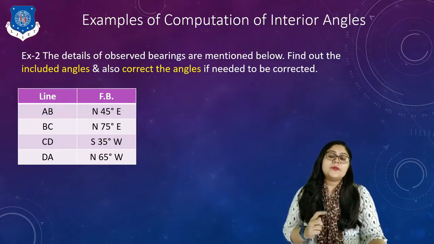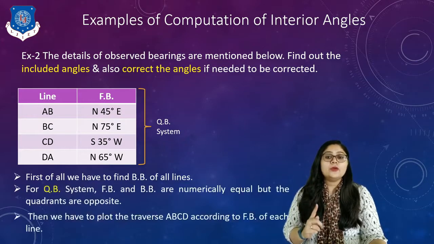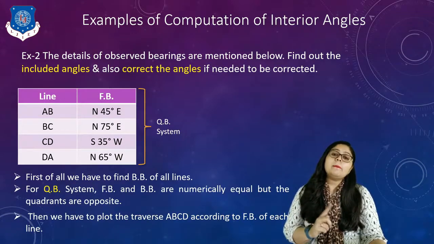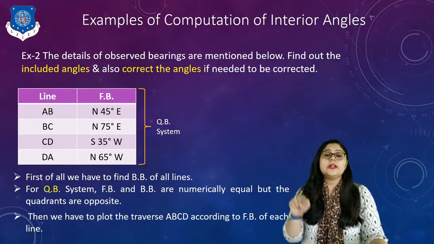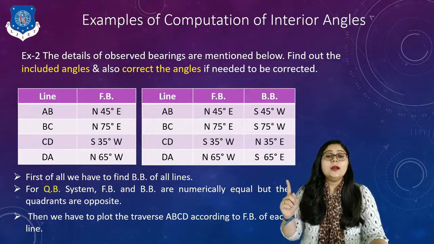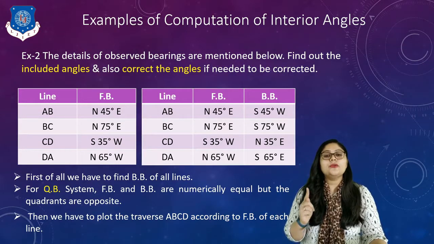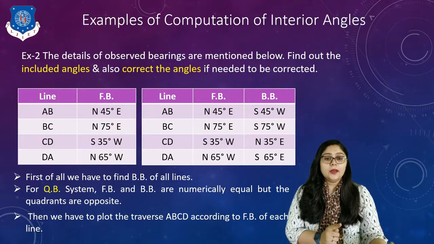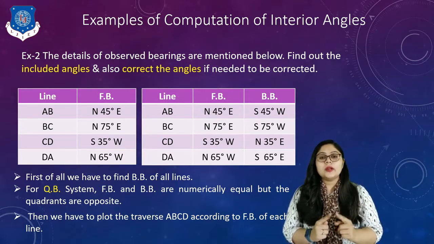So what are the steps one should follow? So first of all, this is the quadrantal system. It means we have to find the back bearing of all the lines, where in quadrantal system, the fore bearing and back bearing are numerically equal, but quadrants are opposite. And then we have to plot the traverse and then we find the angles, right? So here you can see how we can calculate the back bearing. Here for line AB, fore bearing is north 45 degree east. It means the value for back bearing is the same 45 degree, but when I say northeast, the opposite is of the third quadrant, southwest.